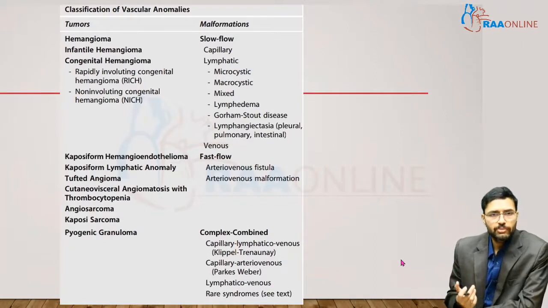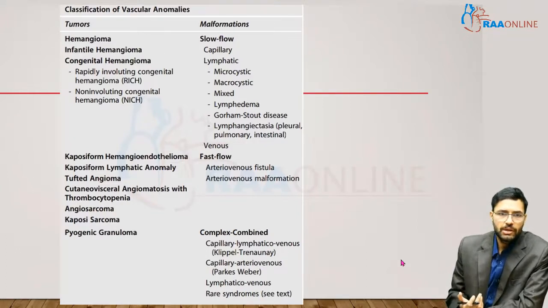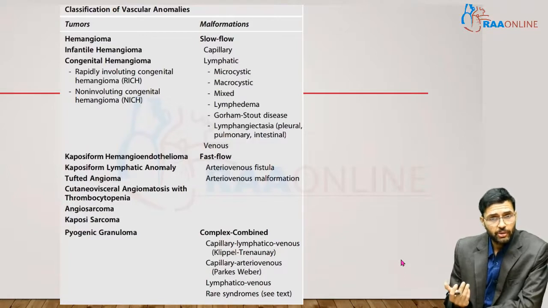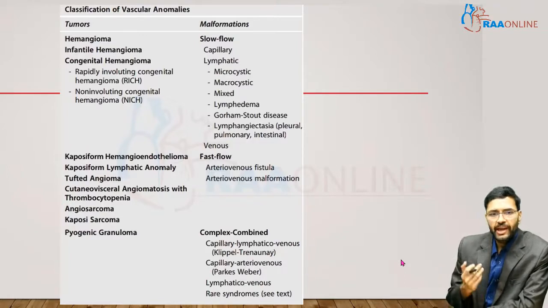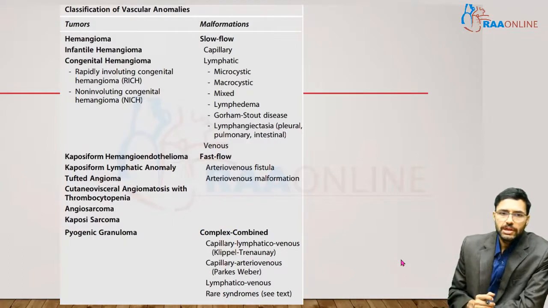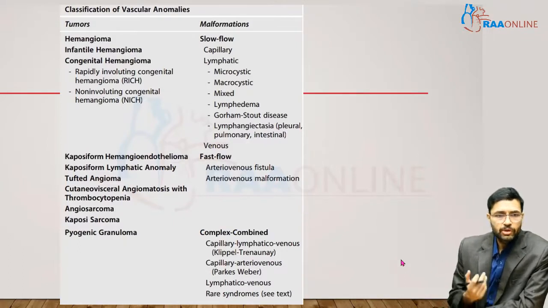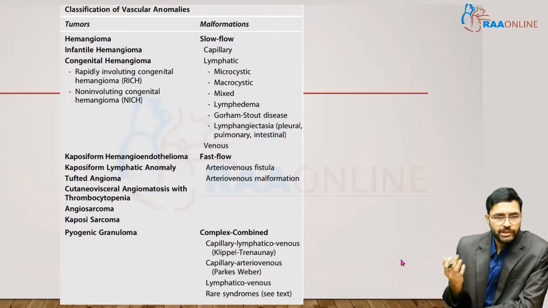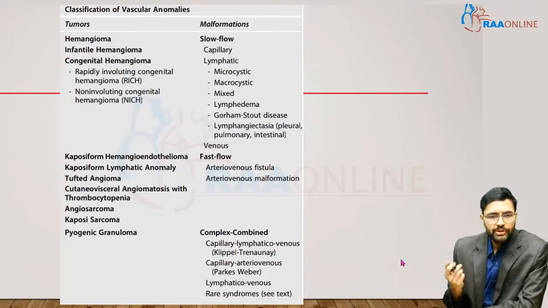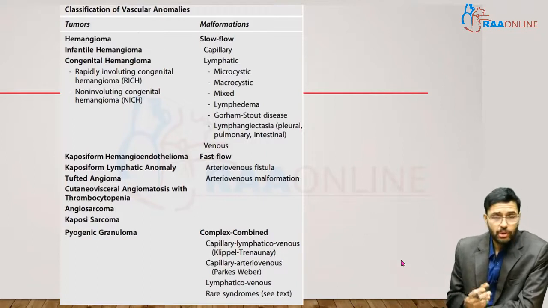Under tumors, we have hemangiomas. Under hemangiomas, we have infantile hemangiomas, congenital hemangioma, kaposiform hemangioendothelioma, kaposiform lymphatic anomaly or KLA as it's called, tufted angiomas, cutaneovisceral angiomatosis with thrombocytopenia, angiosarcoma, Kaposi sarcoma, and pyogenic granuloma.